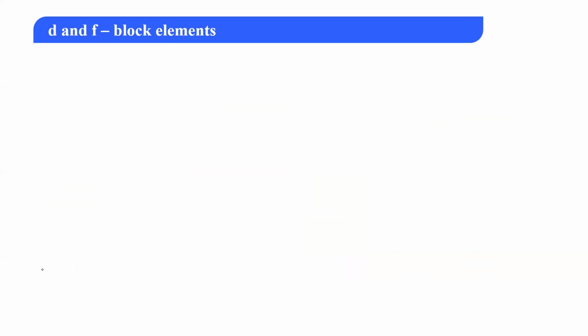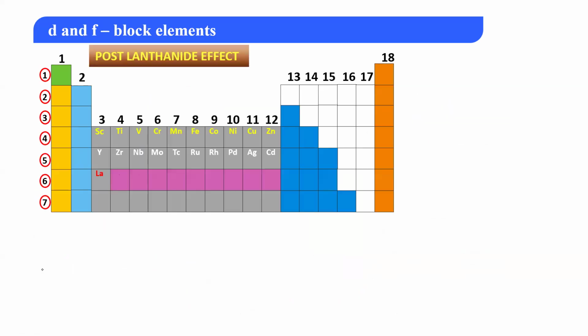Post-lanthanoids. What do you mean by post-lanthanoid? This is the periodic table. Where are the lanthanides? Here we have lanthanide contraction, La to Lu. These elements, the ones in pink, I'll circle them. These elements are after the lanthanides, or not? They are after lanthanides, so they are known as post-lanthanoids.